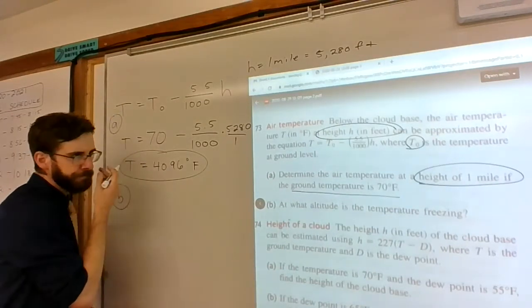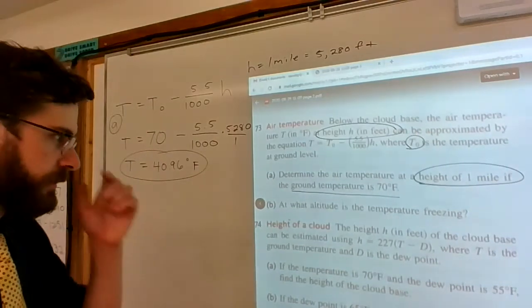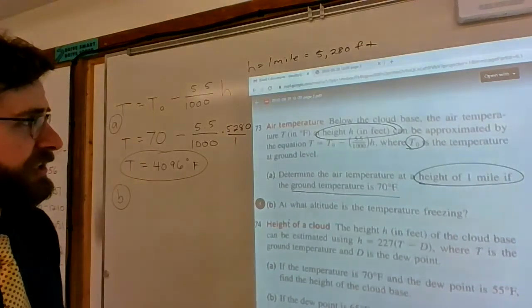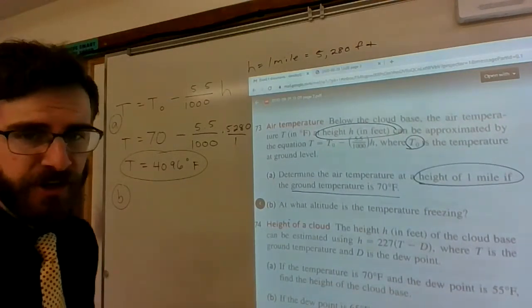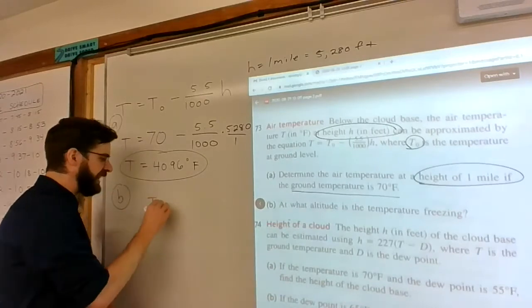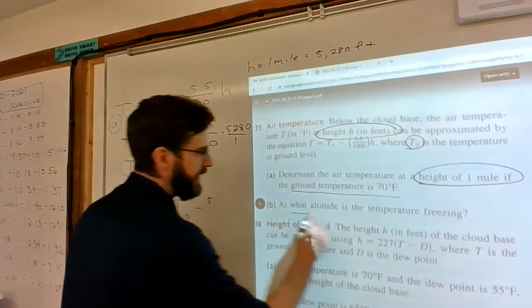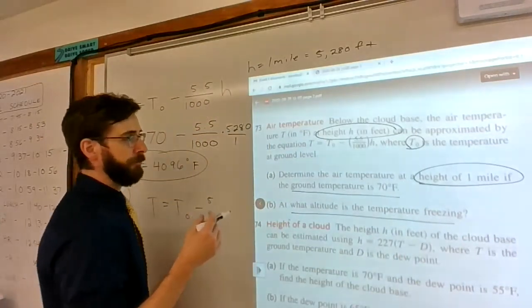Part B. At what altitude is the temperature freezing? So altitude is basically just talking about height. So you're going to be solving for h using this same equation. It's just we're going to be plugging in some other information if we know that the temperature is freezing.